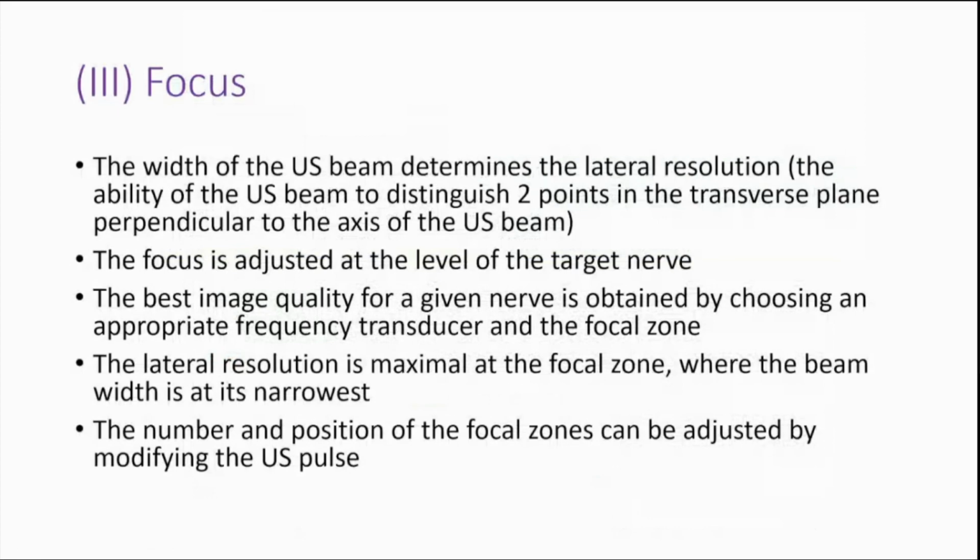Next will be focus. The width of the ultrasound beam will determine the lateral resolution. The focus is adjusted at the level of the target nerve, and the best image quality for the nerve will be obtained by choosing an appropriate frequency transducer as well as the focal zone, where the lateral resolution will be maximal and the beam width will be at its narrowest.